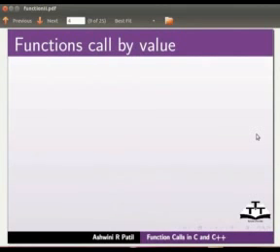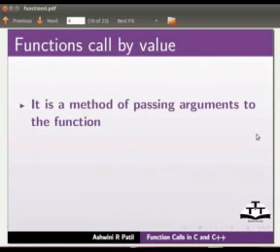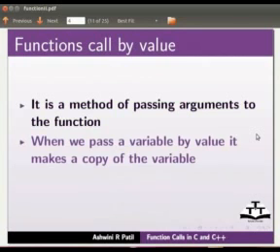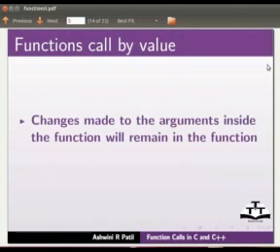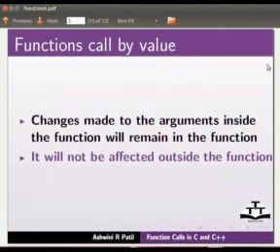Let us start with the introduction to function call by value. It is a method of passing arguments to the function. When we pass a variable by value, it makes a copy of the variable before passing to the function. Changes made to the arguments inside the function will remain in the function. It will not be affected outside the function. Let us see a program on function call by value.